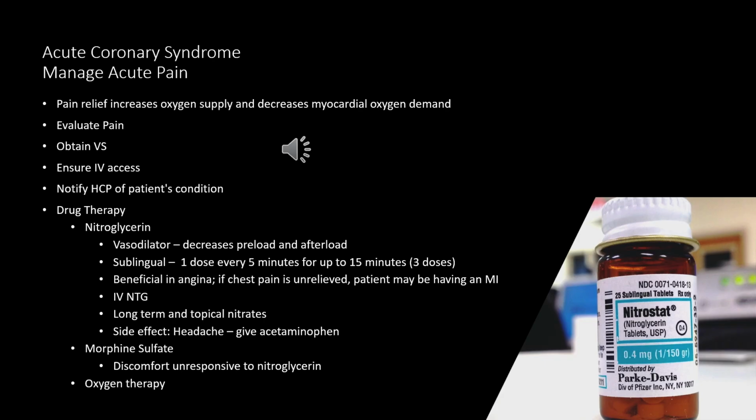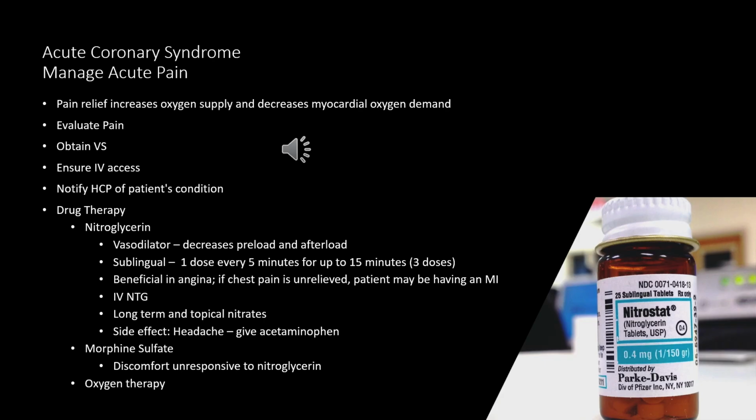However, with morphine, we want to monitor for hypotension, respiratory depression, bradycardia, and nausea. Again, morphine sulfate does still reduce preload, and so that's why it's very important to monitor the blood pressure whenever we're giving morphine. Next, we have oxygen therapy.